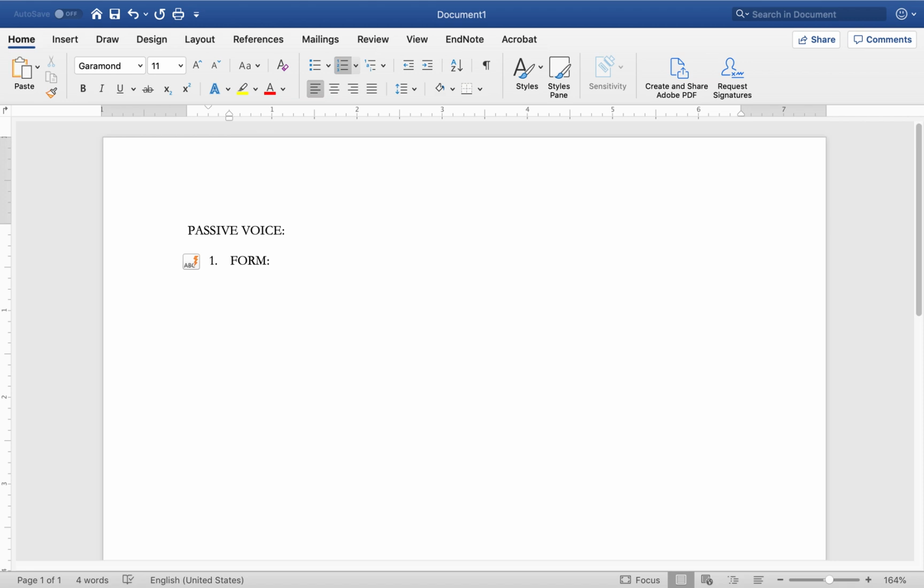The form is the verb to be, the verb be in any of its forms. So it could be is, was, were, are, even the present perfect, which is have been, has been, future will be, and even the past perfect, which is had been. Okay, so it's some kind of form of the verb to be plus a past participle.